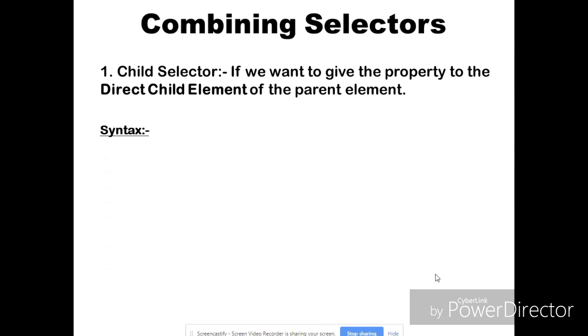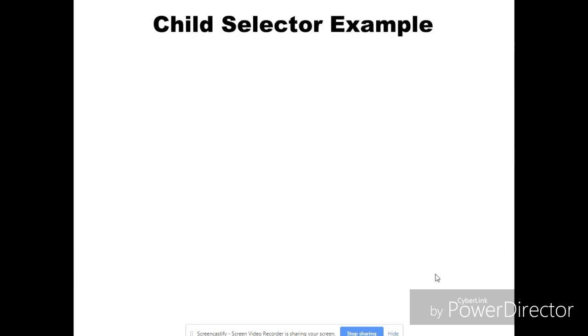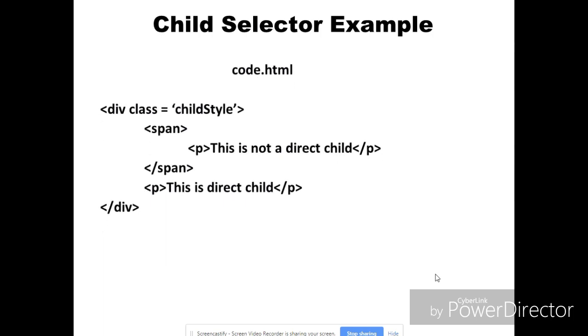Like a descendant selector, it is the same as descendant, but first we add the parent selector and then use this operator. Basically this operator indicates that the child selector is the direct child of the parent selector. Then after this we start the curly bracket and write all the properties here, then close the curly bracket. So see the example. Suppose we have the HTML code.